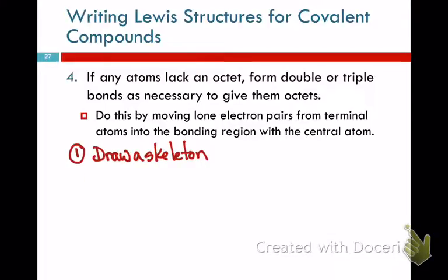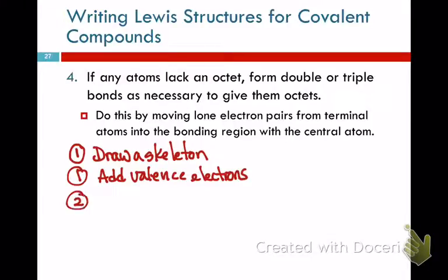And these could both be 1. Add up the valence electrons. And when you draw a skeleton, you're going to have a central atom for all of these structures. You're going to have 1 atom that's in the middle of the structure. So bond everything to the central atom once.